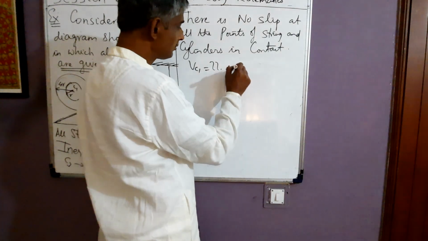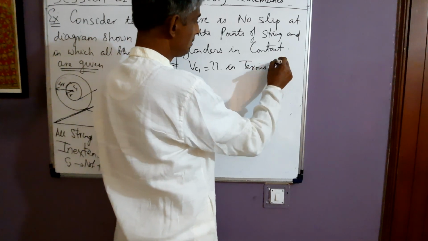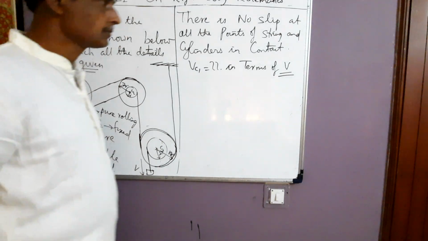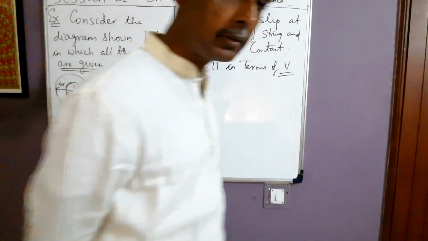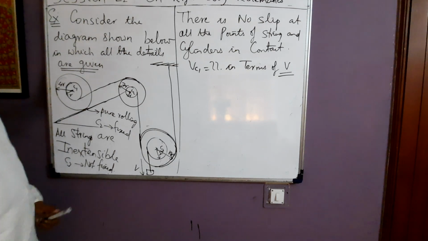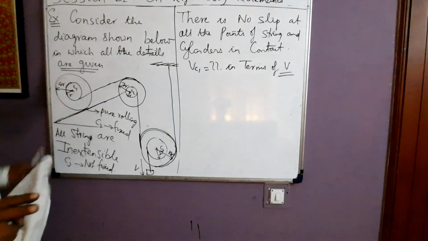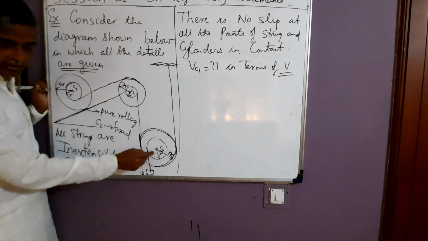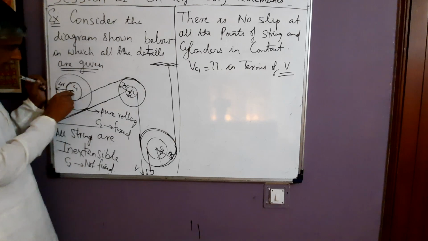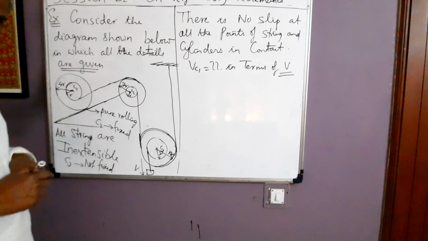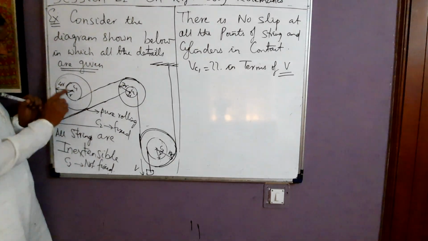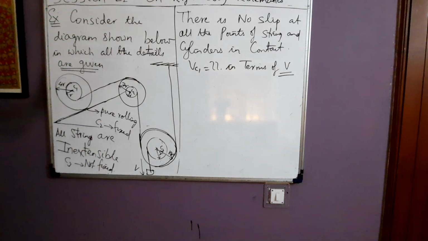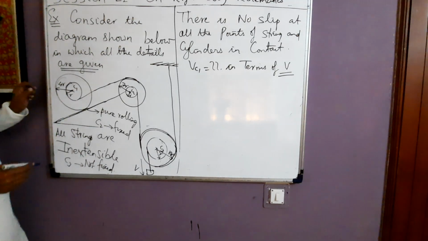Vc1 is to be found in terms of v. Now to solve this problem there are two possible approaches. Either you start from this side and come till here, or you start from here and move towards this side. We can take any one of them. So what we'll do, we'll start from this side and reach till here, and then we'll get the final value of Vc1 in terms of v. Alright.